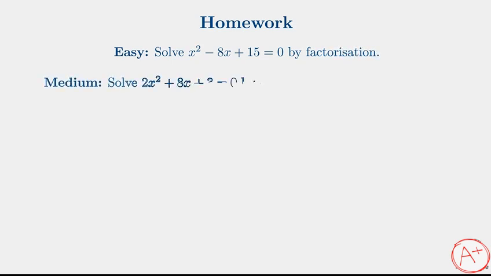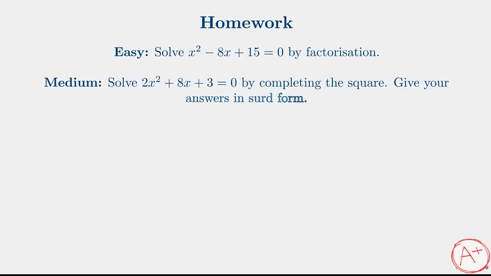It is time to test your understanding. Please pause the video now and attempt these 3 questions. Easy. Solve x squared minus 8x plus 15 equals 0 by factorization. Medium. Solve 2x squared plus 8x plus 3 equals 0 by completing the square. Give your answers in surd form.